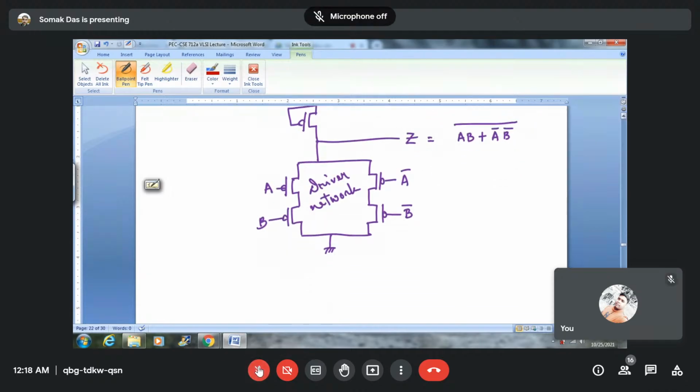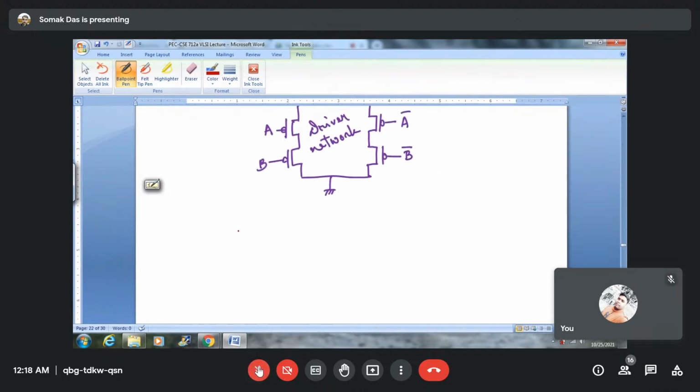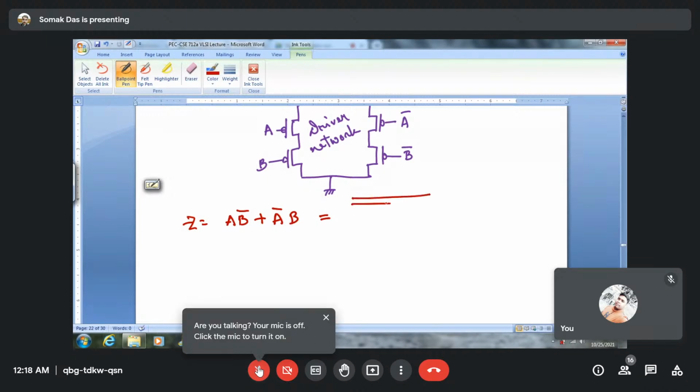So if you are having a non-inverted expression such as Z equals to, say, the XOR logic AB bar plus A bar B, and you are asked to design a PMOS circuit, you need first to convert this into an inverted expression. This is a non-inverted expression. It doesn't have a whole bar over it. So you need to convert that into an inverted expression. How to convert that? So double bar means no bar.